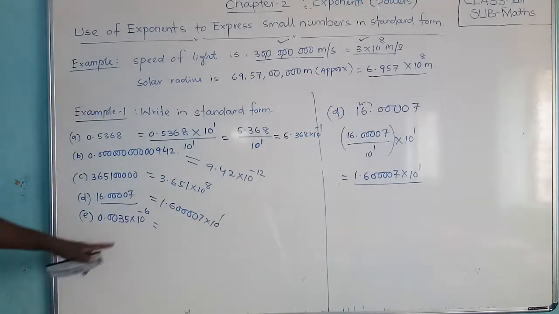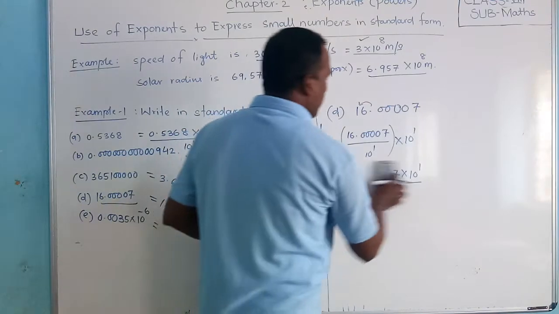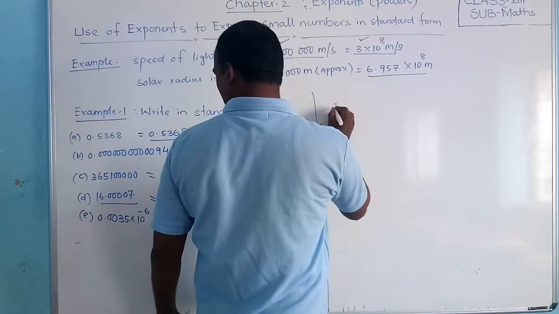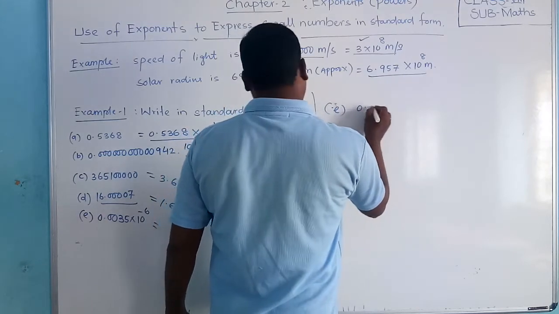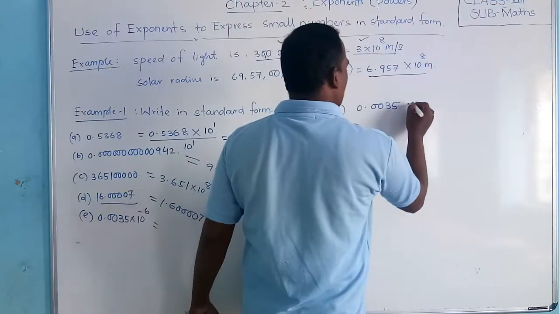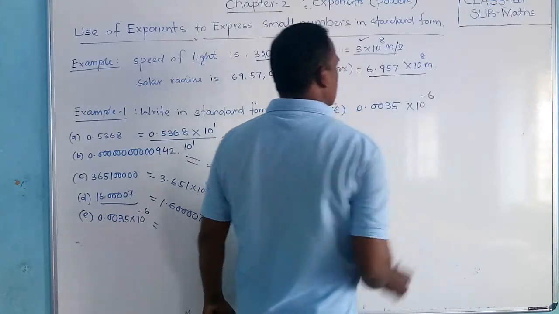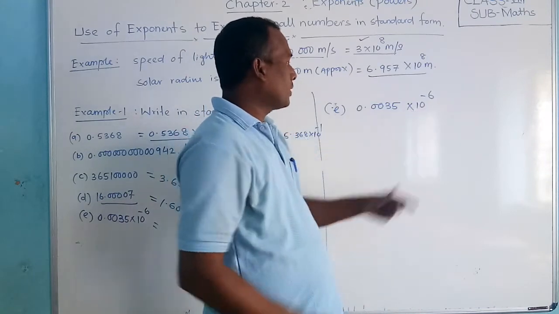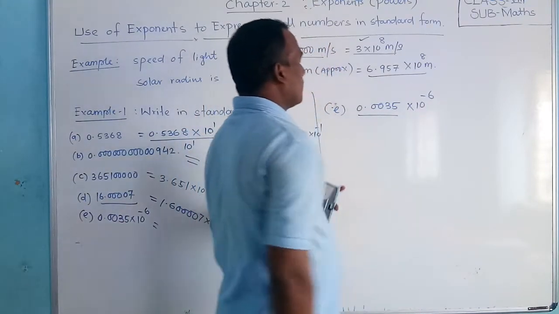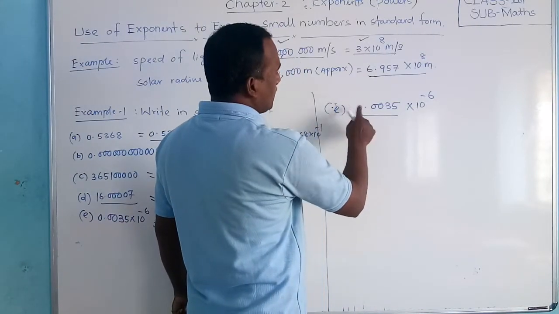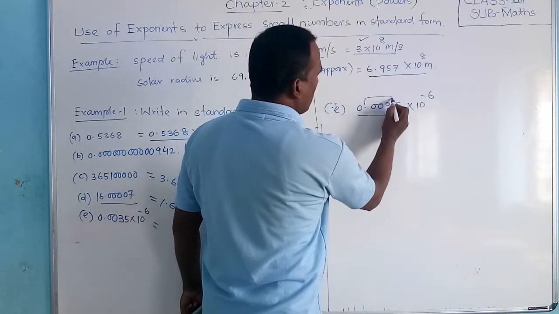Okay friends, now we will do this. What is that? E: 0.0035 into 10 power minus 6. Okay students, you don't worry about this part, only the decimal part is here. Where is the decimal place now? The decimal place is here. So there is nothing here, that means the decimal place will come to here.